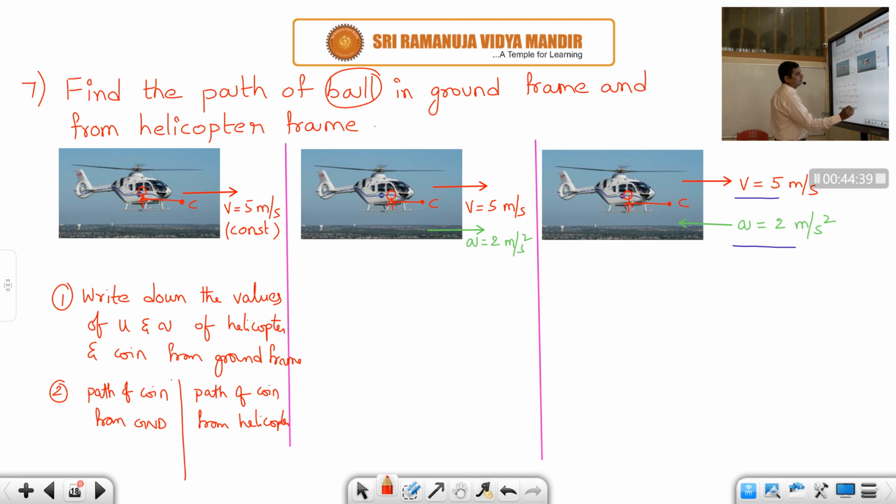From helicopter frame you have to be careful, because here everything you have to calculate. Suppose velocity of coin with respect to helicopter, acceleration of coin with respect to helicopter. So what are the formulas? U of C minus U of H. To get these values, this first step is very, very important. If you don't write this first step, you will never understand this topic. I'm directly telling you, you will not understand this topic. These values are all from ground frame, so that's why it is very, very important. So for each case, do these two steps.